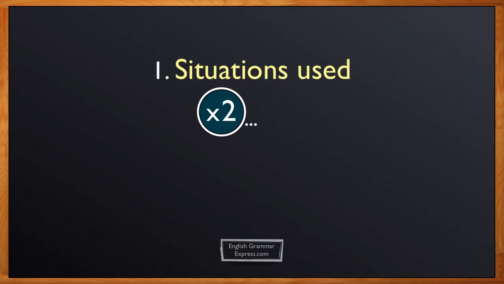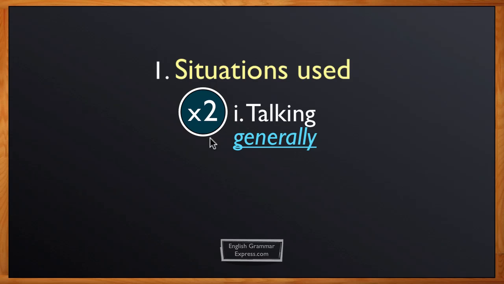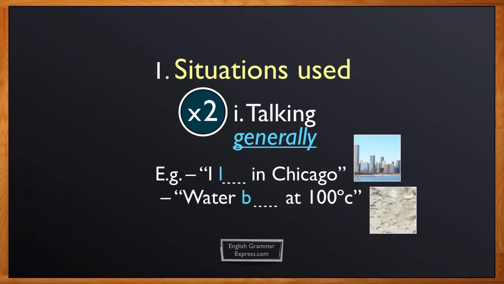Part 1, situations used. And there are two types of situations I want to tell you about. Firstly, we use present simple for talking generally. Two examples here. Number one is I live in Chicago. We could also say I am from Chicago, which is also present simple. The second example is water boils at 100 degrees. So, present simple for talking generally.